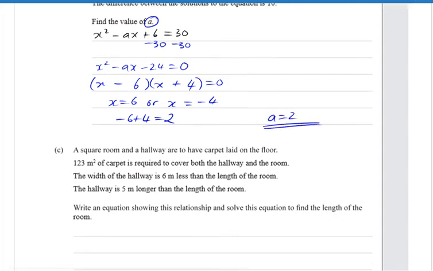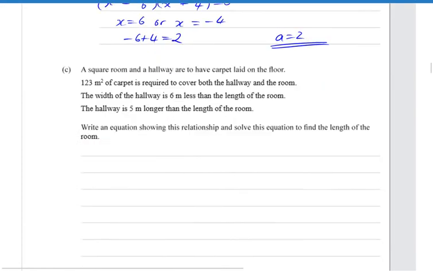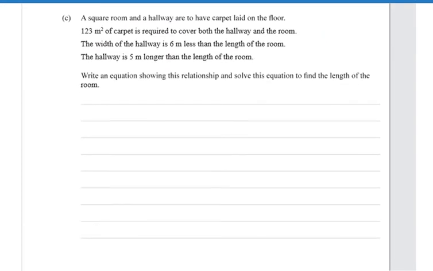Alright, question C I got right the first time, but I'm going to have to do it again anyway because of the place of the video. We've got a square room. So there we go, square room and a hallway. So there's our square room and a hallway.